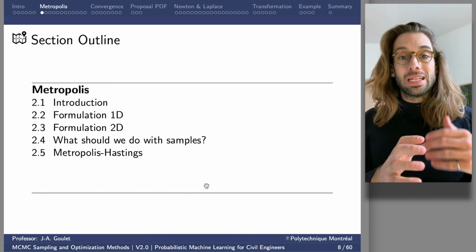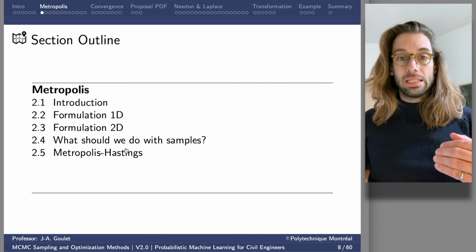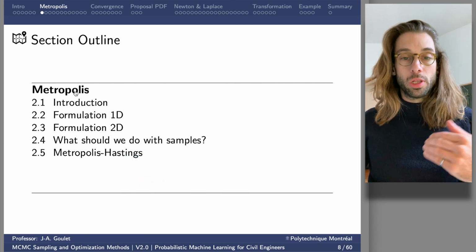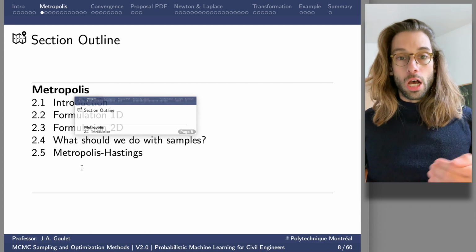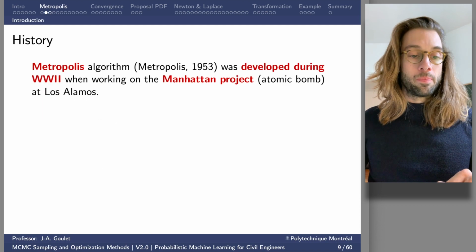And finally, we're going to extend this Metropolis algorithm to the Metropolis-Hastings, which allows us to generalize what we're going to see with Metropolis to non-symmetric proposal distributions. We're going to see this in due time.